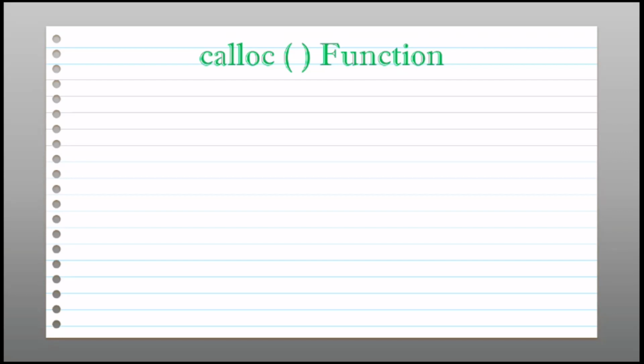Hello everyone. In this video, we will see the second function related to dynamic memory allocation, the calloc function. As the name suggests, C stands for contiguous and alloc stands for allocation, that is, contiguous allocation. So just like the malloc function, this function is also used to allocate memory dynamically, that is, at the time of program execution when the required memory is not fixed.